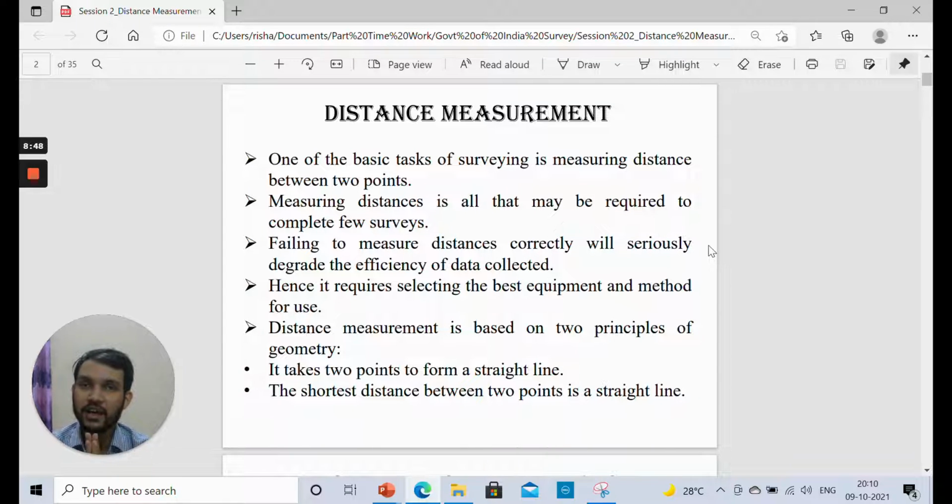Gunter's chain, as I have told you and discussed also, was also used. It has now gone obsolete, but there was one chain that was 66 feet in length, and it had 100 links. So the length of each link was 0.66 feet, and based on that chain we can identify how much distance we are traversing. The advantage was that we can get the total length with the help of the chain, and if we need to get some smaller distance also, then we can get how many links we have covered, and how many full chains we have covered.